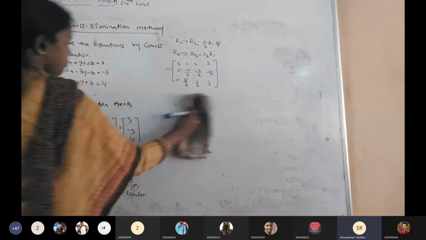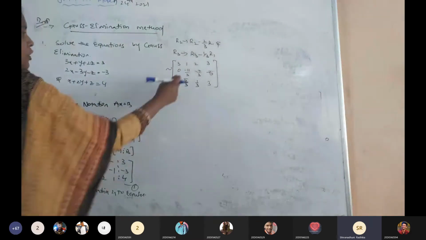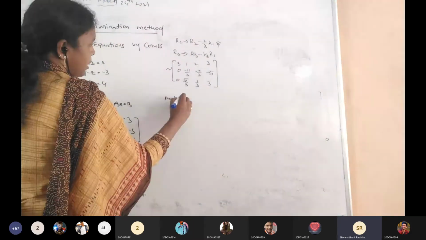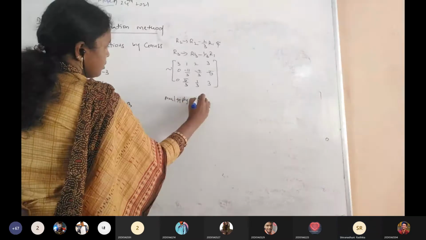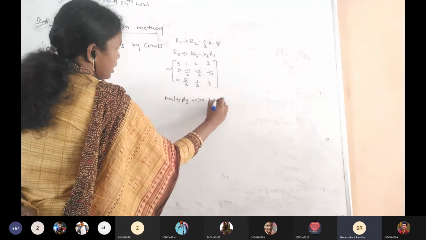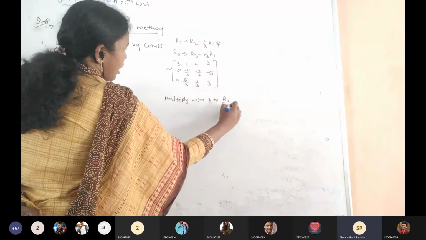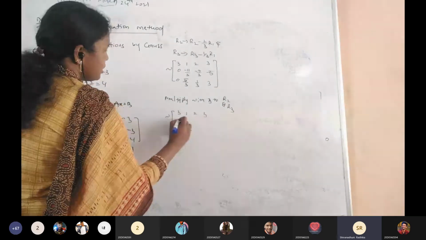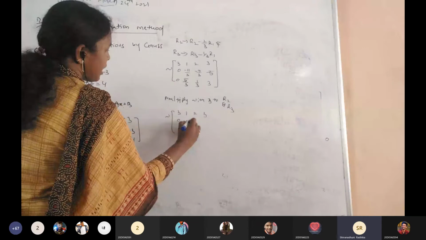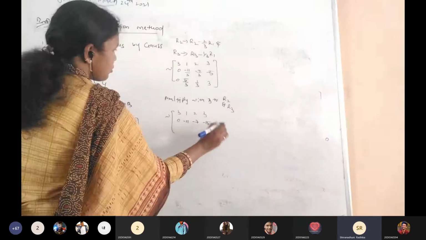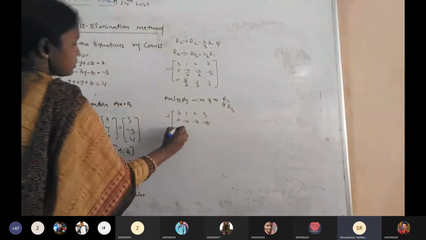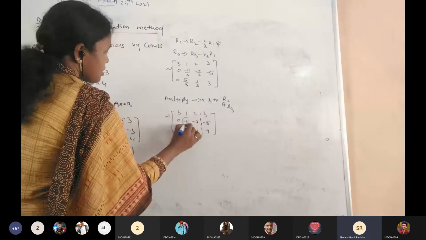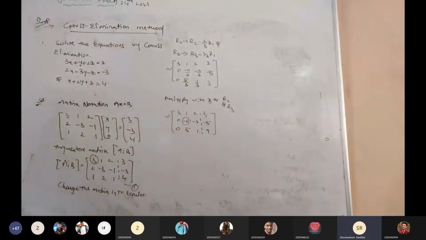Okay, multiply with the 3. Again, we are removing the fraction part. Right? Multiply with 3 to R2 and R3. Then what we get here? 3, 1, 2, 3, 0, minus 11, minus 7, minus 15. Okay, so 0, 5, 1, 9. Clear, ma? Now the second row, second element be the pivotal.